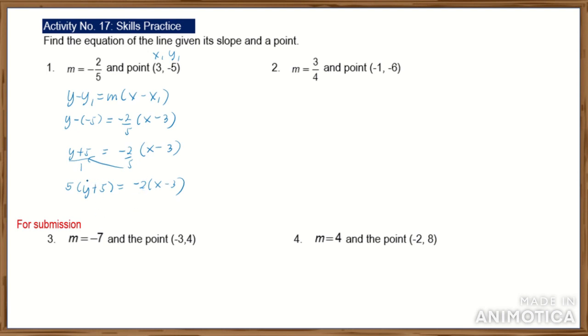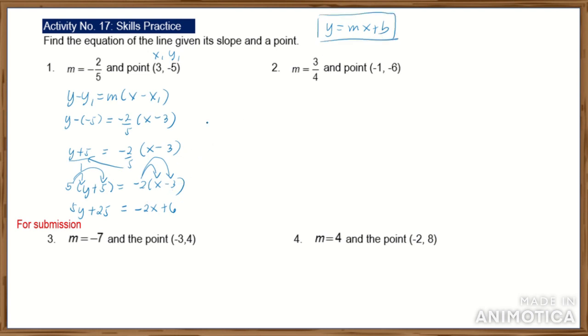Then apply the distributive property of multiplication. So we have 5 times y is 5y. 5 times 5 is equal to positive 25 equals negative 2 times x equals negative 2x. And negative 2 times negative 3 is equal to positive 6. Now we are going to write the equation in the slope-intercept form. Y is equal to mx plus b.